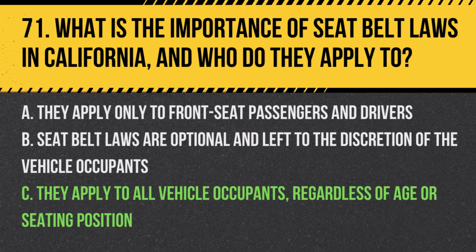Answer: C. They apply to all vehicle occupants, regardless of age or seating position. California's seatbelt laws are designed to protect all passengers by reducing the risk of injury in an accident.